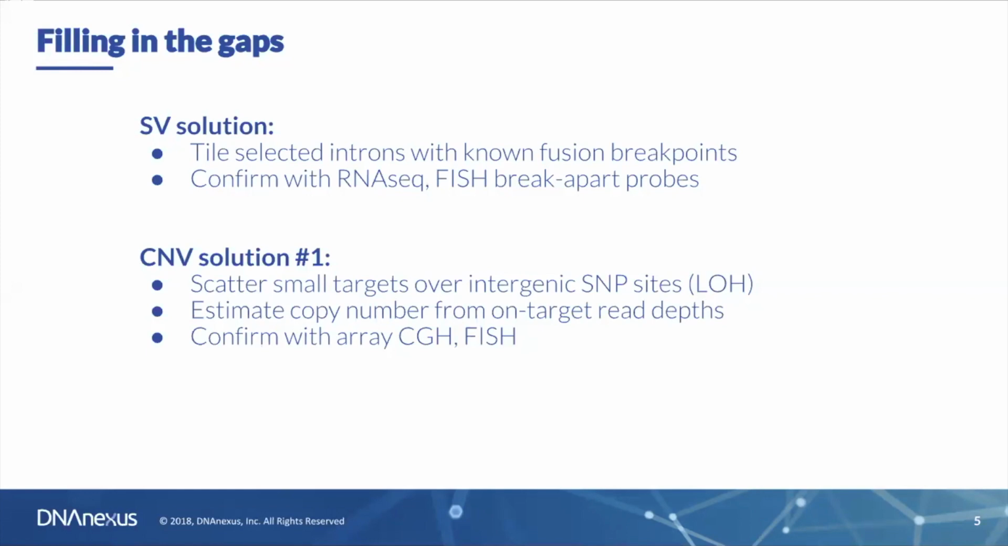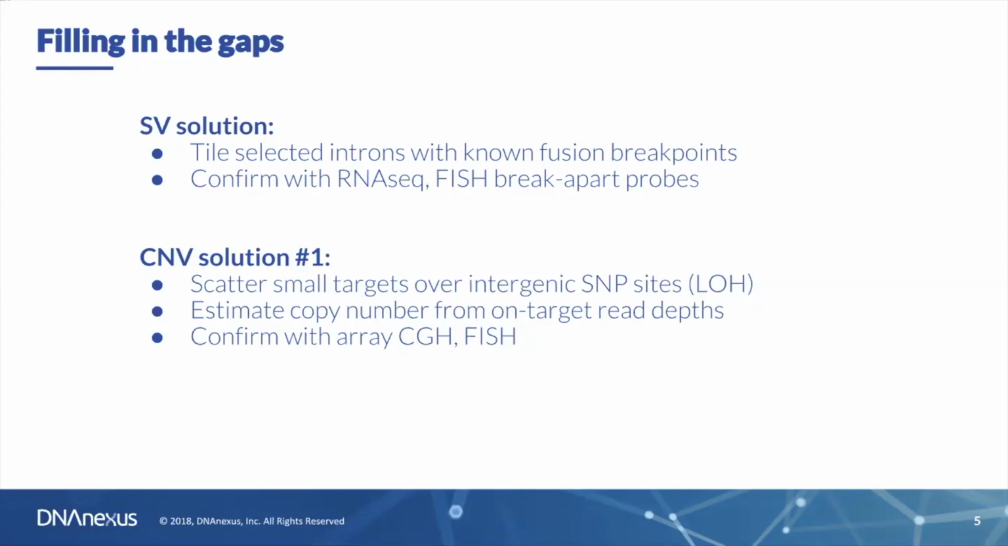For copy number, that still doesn't get us quite there. We'll accept coarse grain coverage, but we want it across the entire genome. So one solution is to scatter small targets over intergenic SNP sites.